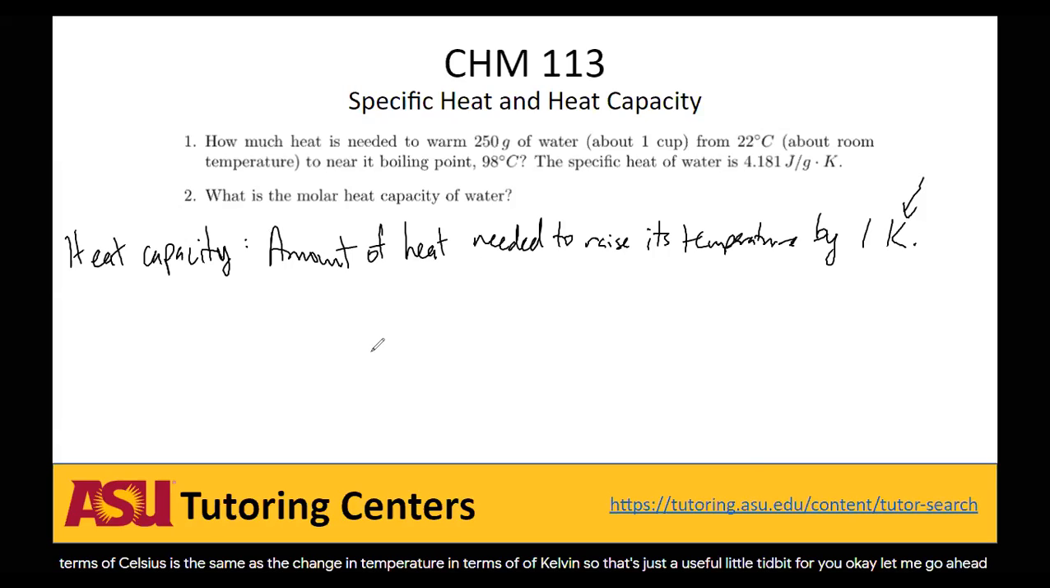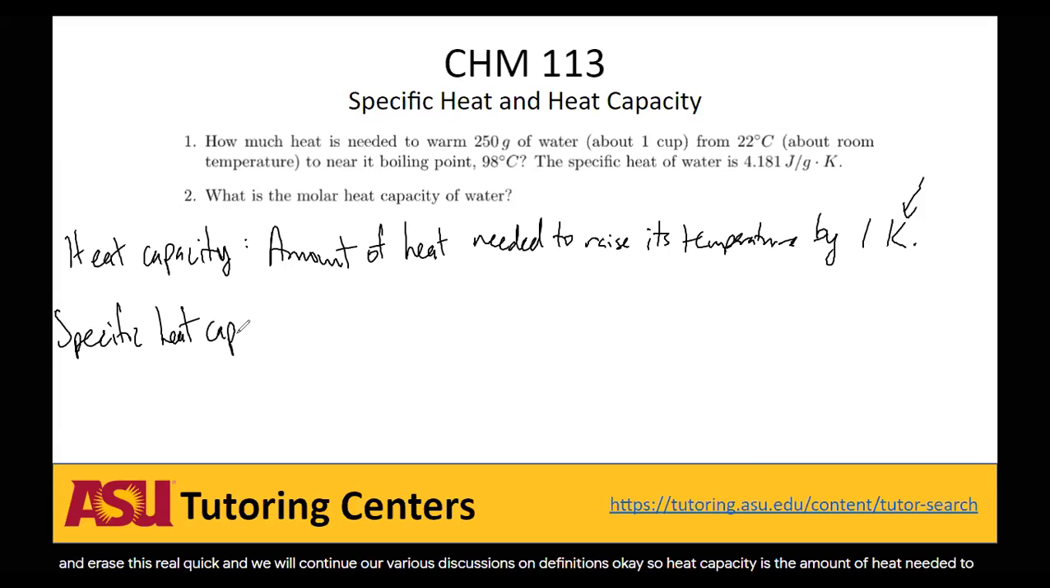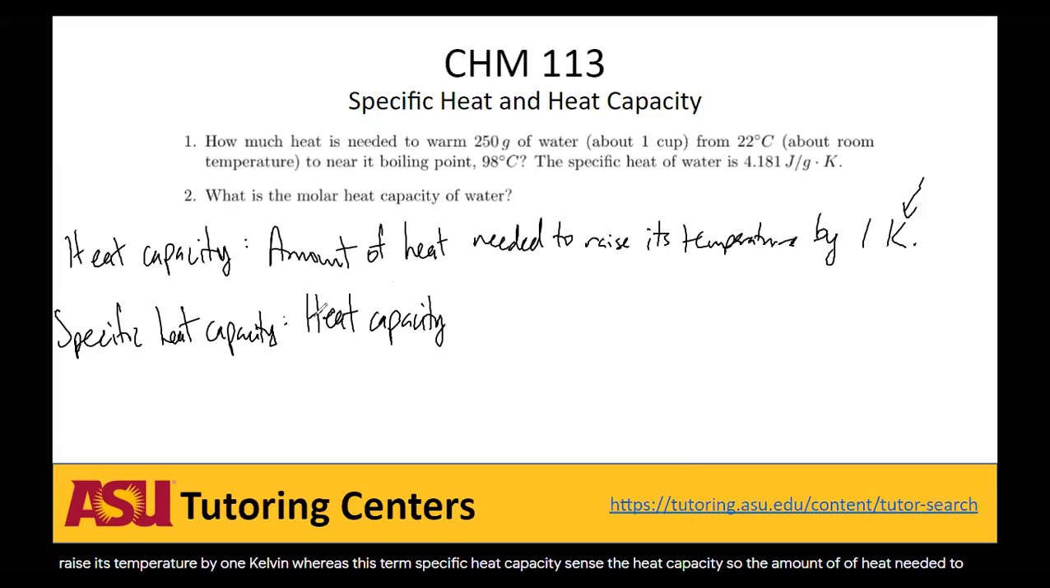Okay, so heat capacity is the amount of heat needed to raise its temperature by 1 Kelvin, whereas specific heat capacity represents the heat capacity, so the amount of heat needed to raise the temperature by 1 Kelvin, but of exactly 1 gram of whatever substance you're working with. So it has a little more specification to it, right?